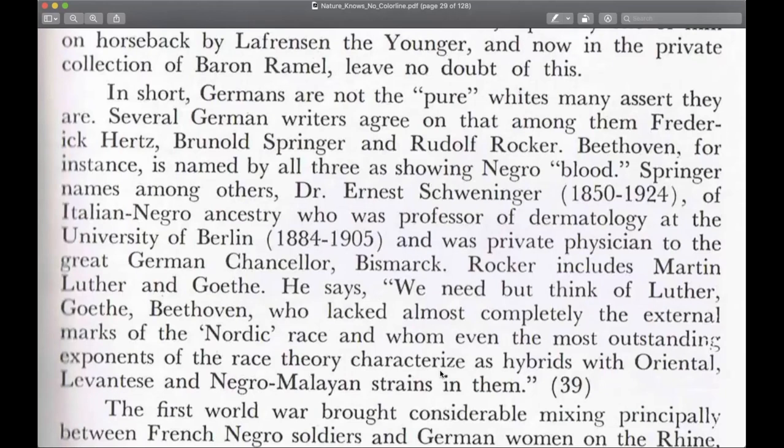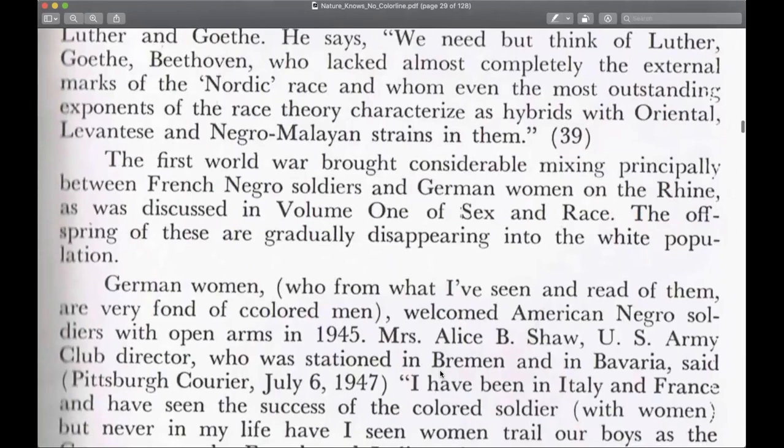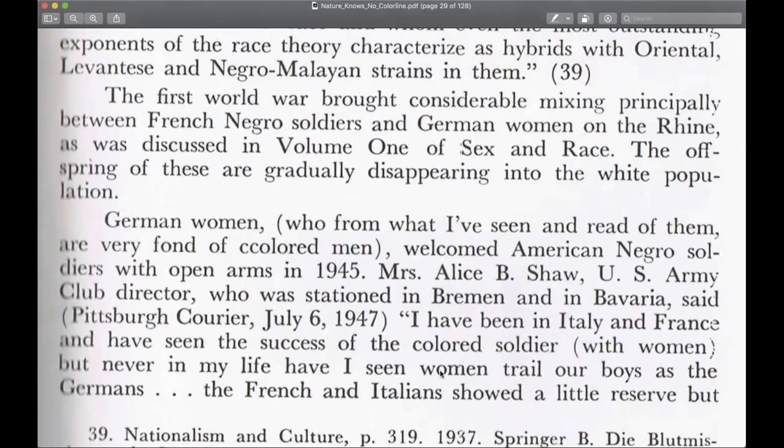He says we need but think of Luther, Goethe, Beethoven, who lacked almost completely the external marks of the Nordic race, and whom even the most outstanding exponents of the race theory characterized as hybrids with Oriental, Levantine and Negro, Malayan strain in them. All right, nobody taught them as pure peoples, is what he's saying. The First World War brought considerable mixing, principally between French Negro soldiers and German women on the Rhine, and it was discussed in Volume 1 of Sex and Race. The offspring of these are gradually disappearing into the white population.